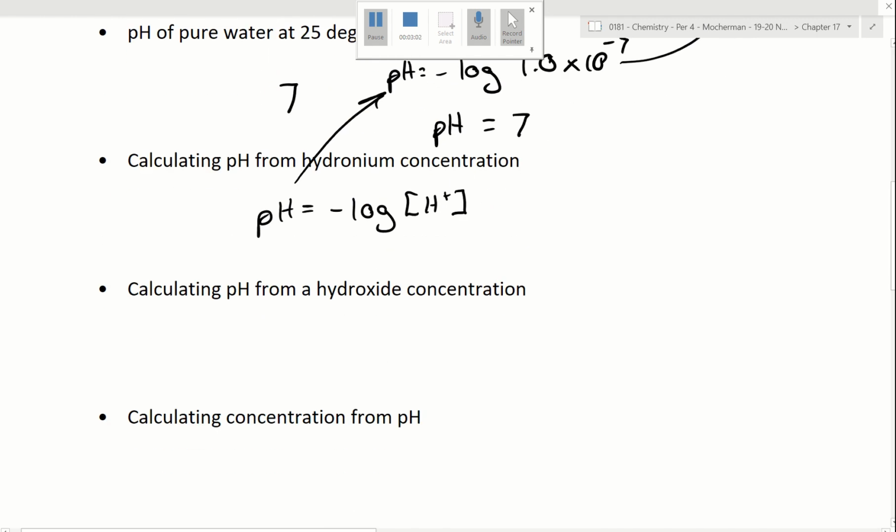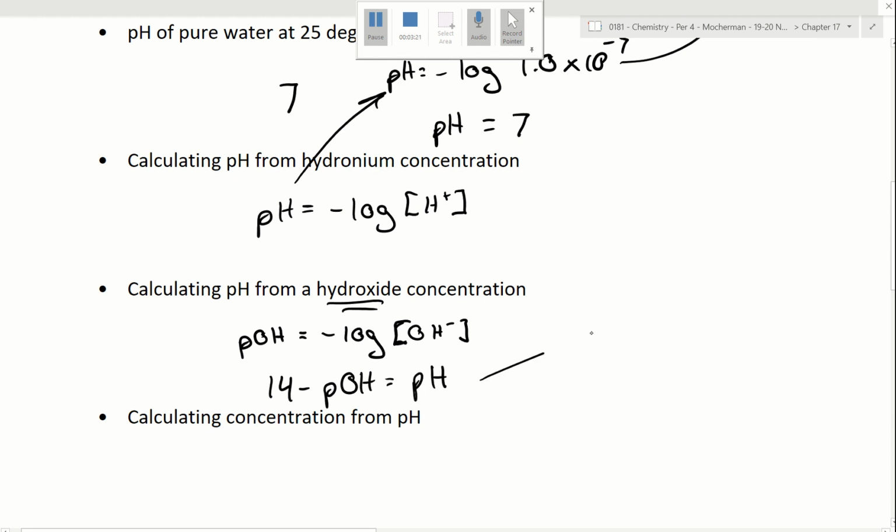Calculating the pH from a hydroxide concentration is a little different. You have to find the pOH first, which is the negative log of the hydroxide concentration. And then what I usually do is just take 14 minus the pOH is equal to the pH. The reason we know that is because the pH plus the pOH is always equal to 14. So if I subtract the pOH from 14, that gives me the pH.